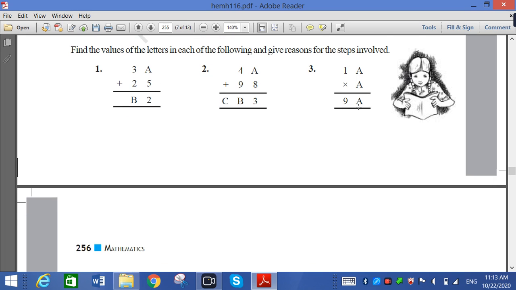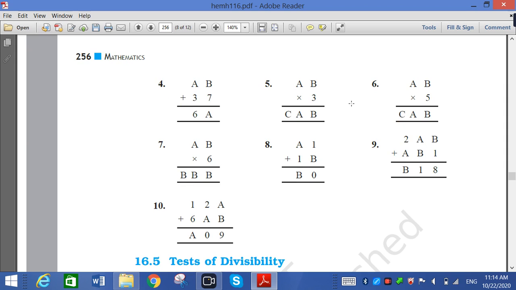So more sums are there. In the next lecture it may be possible that I will describe this, and in the last exercise we have discussed only one sum. So in the next lecture, or we have to try it ourselves.